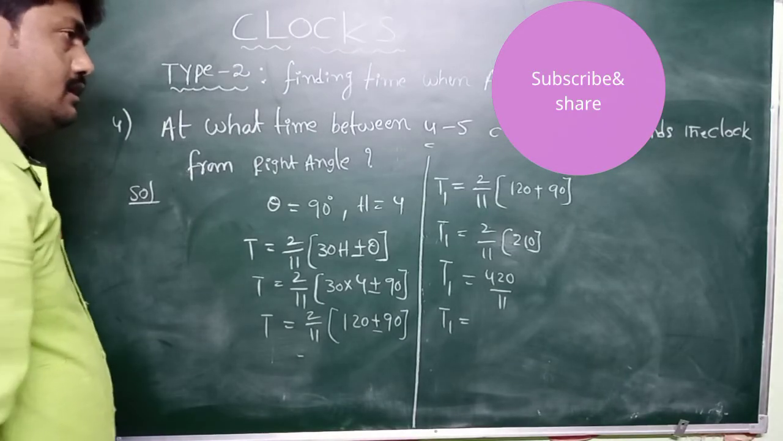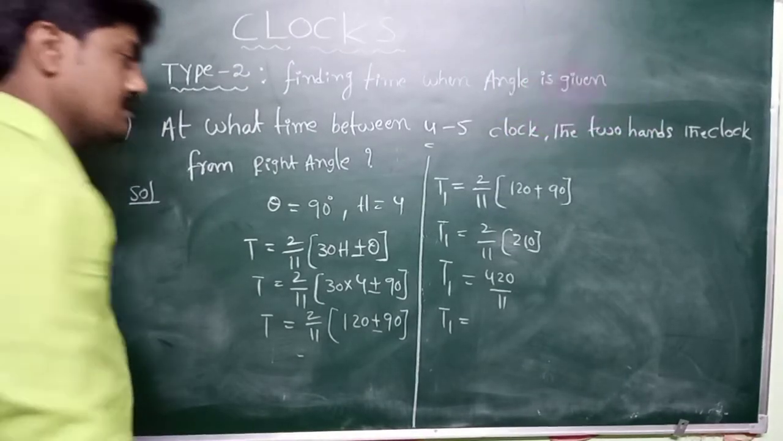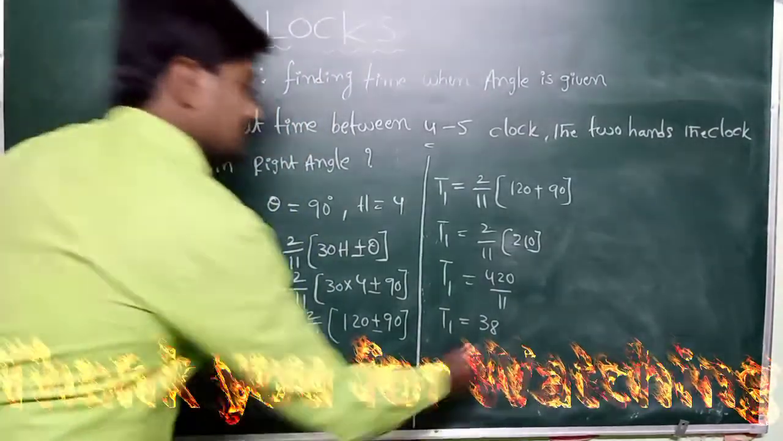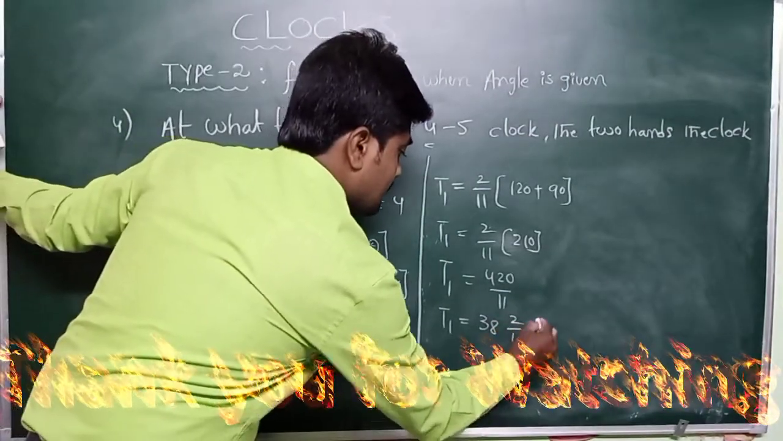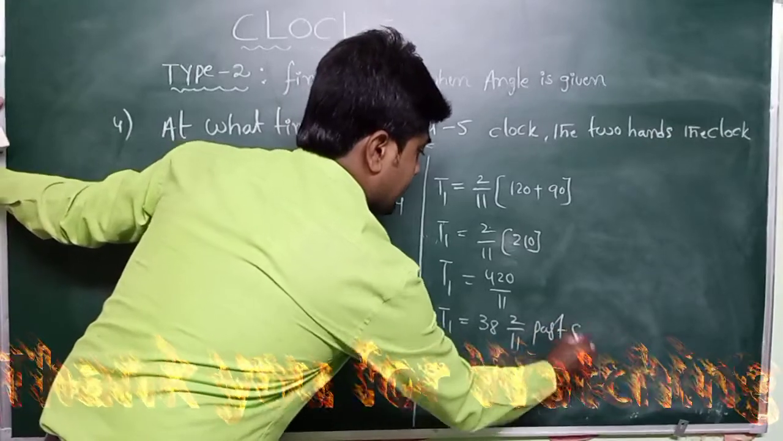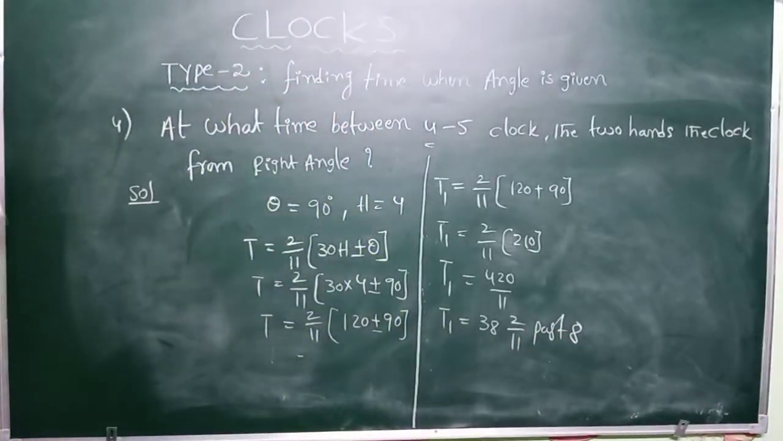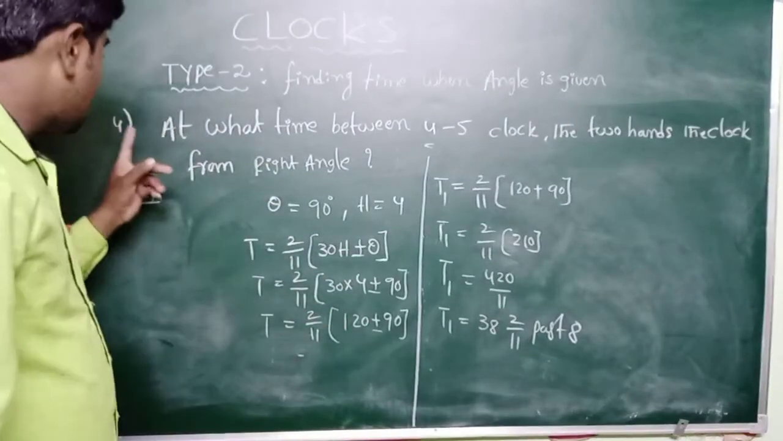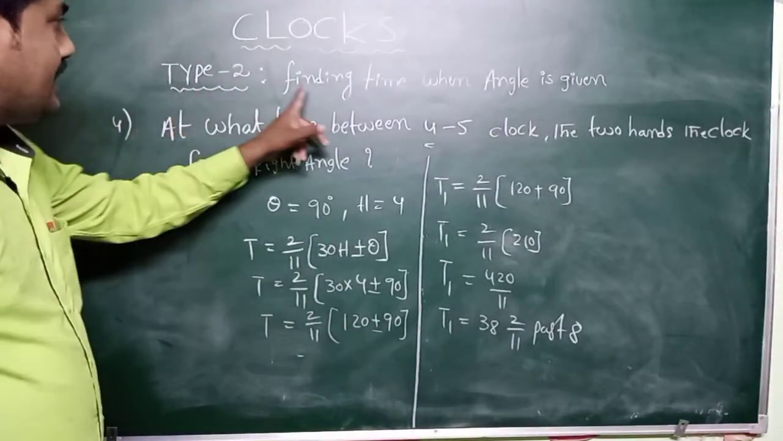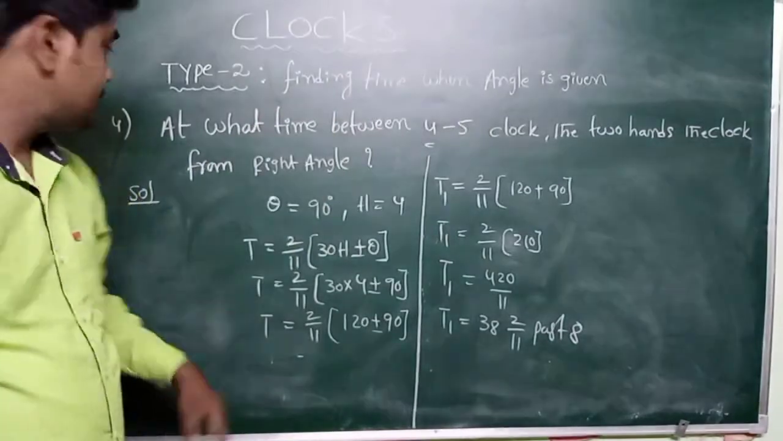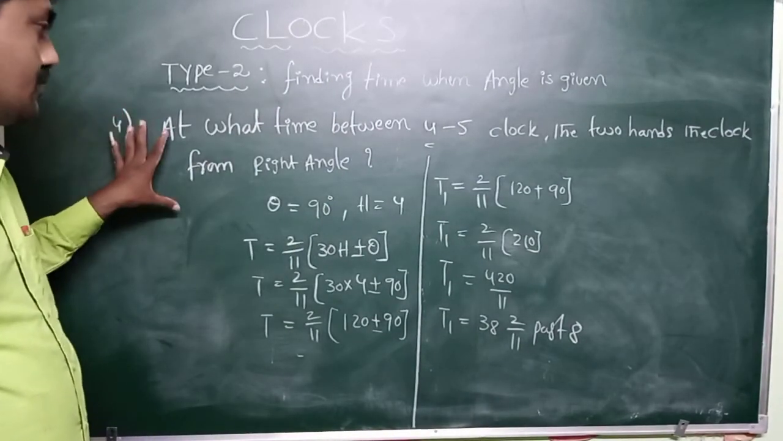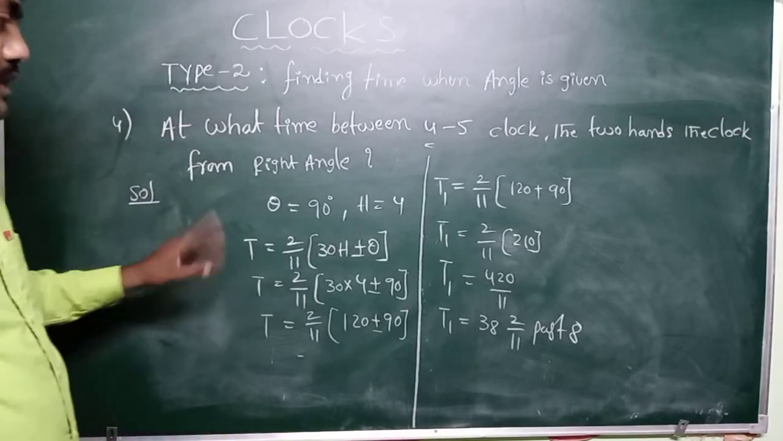All options are given as mixed fractions like that. So T1 is 420 by 11, which is 38 2 by 11 minutes past 4 hours. I hope everybody understood. Type 2: finding the time when the angle is given, problem number 1, 2, 3 and 4 models. Thank you very much.